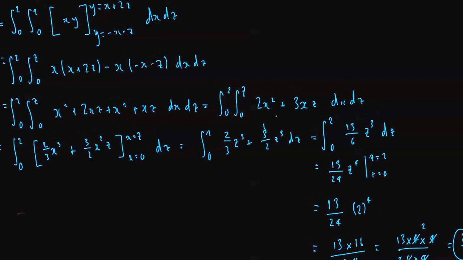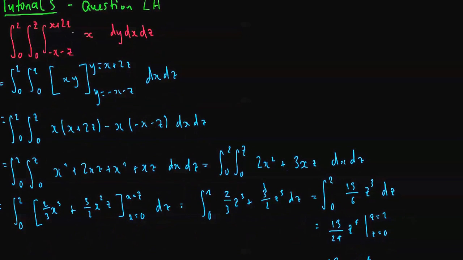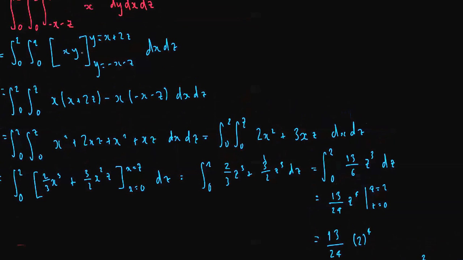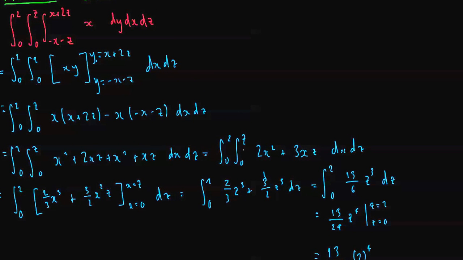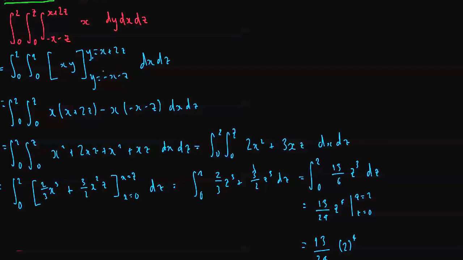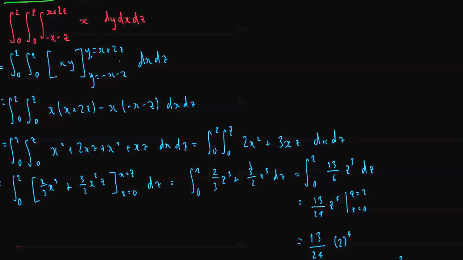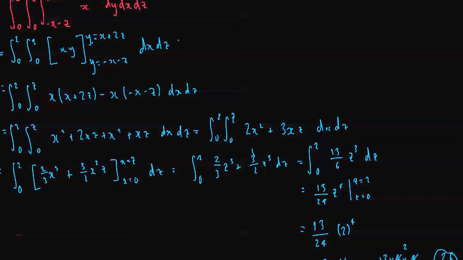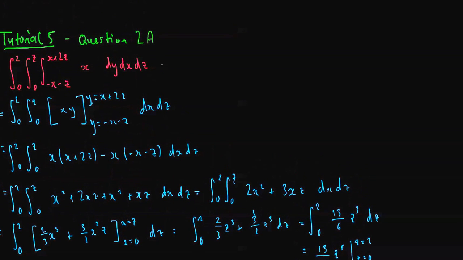Okay, so that's a triple integral with variable limits. It's the same technique, except when you're subbing in here and over here, you're going to have limits that depend on x's, y's, and z's rather than just constant limits like in question 1. Okay, so the answer to this was 26 on 3.